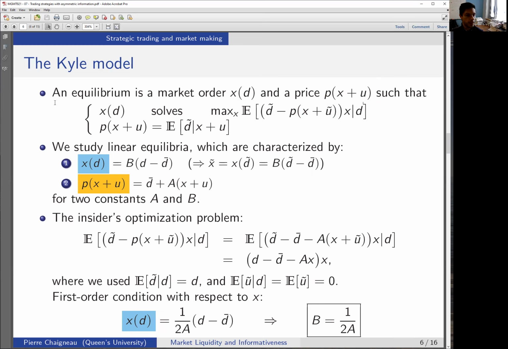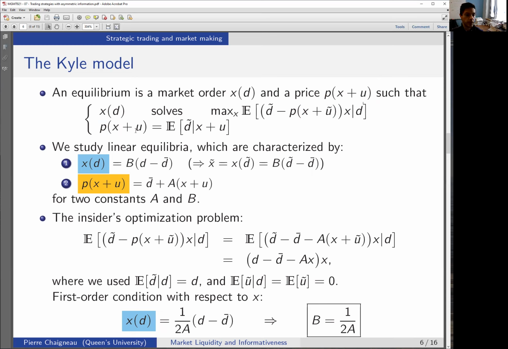Okay, so that's for the quantity X of D demanded by the insider. Let's look at the market price now. The market price, P, is going to depend on the information of the market maker, which is X plus U. And the market maker is supposed to break even.